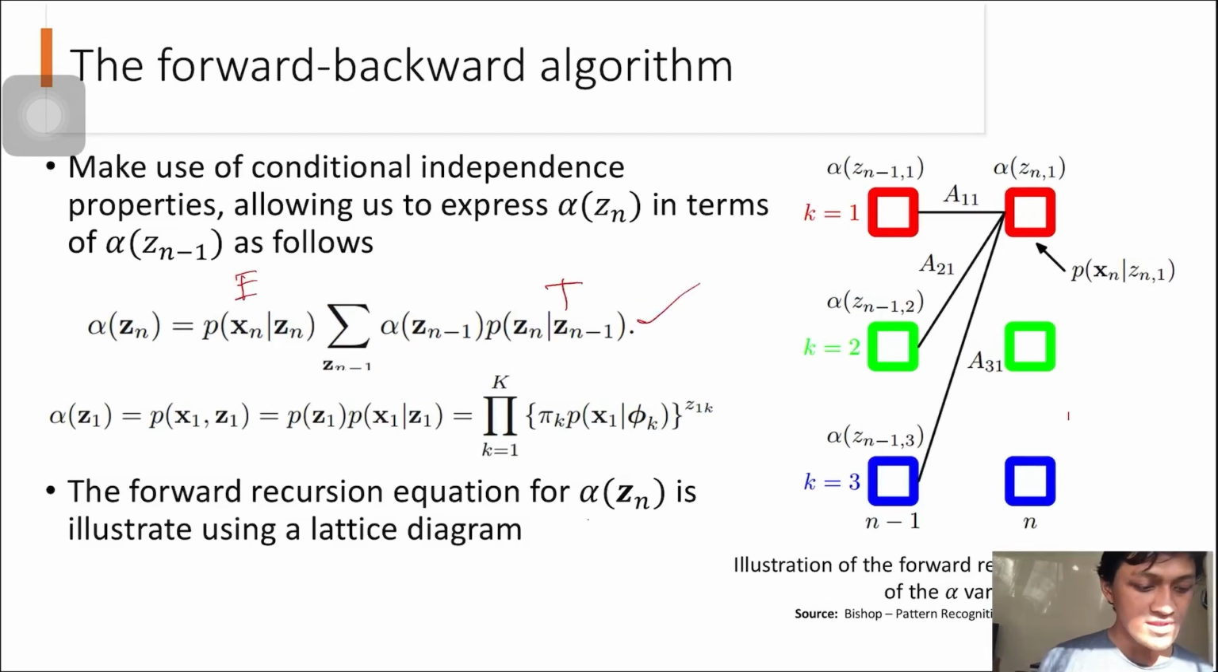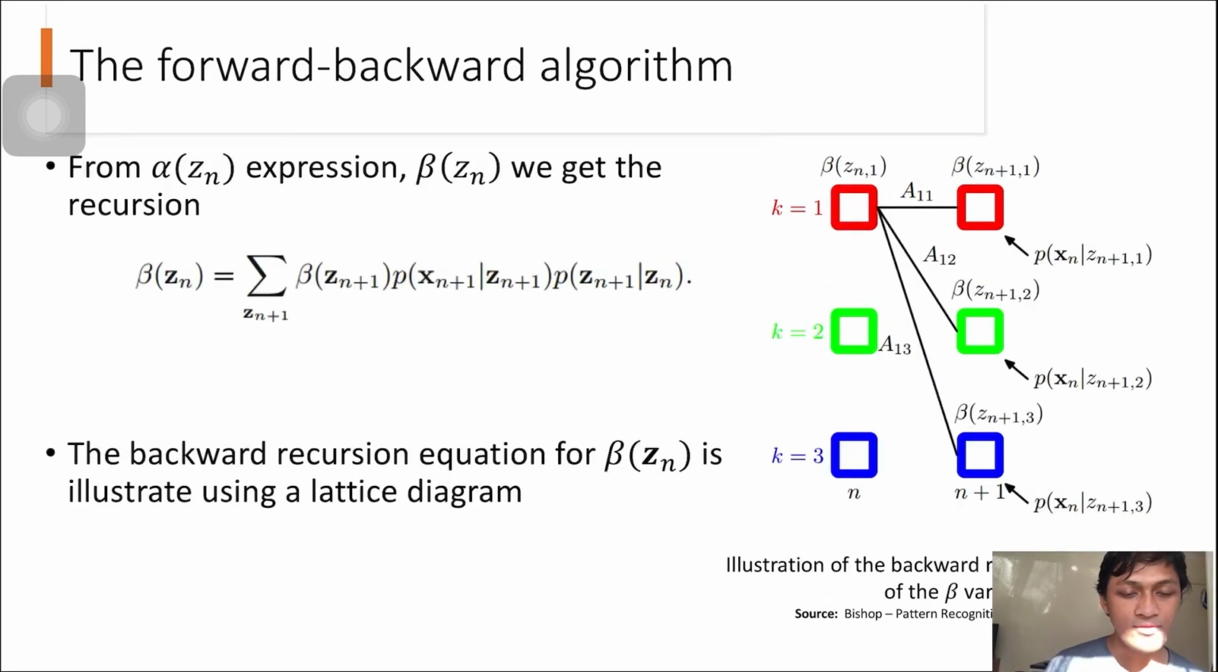For the first node, because z1 doesn't have a parent node, alpha z1 is equal to this joint distribution, and we can get this formula. From this formula, we get the product of pi k p x1 given sigma k to the power of z1k. This recursion can be illustrated with this diagram. As you can see here, alpha zn comma 1 is represented from this one, this one, and this one, and we do it recursively, and for the next one we do the same.